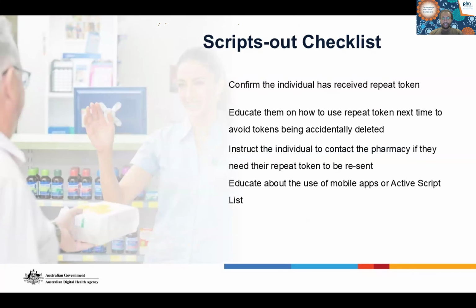So the scripts out checklist. Confirm the individual has received the repeat token, which is usually sent to them either via SMS or email. Educate them on how to use the repeat token next time to avoid the tokens being accidentally deleted. Instruct the individual to contact the pharmacy if they need their repeat token to be resent, and educate them about the use of mobile apps or the active script list as well.